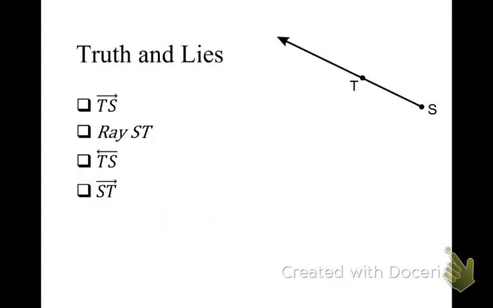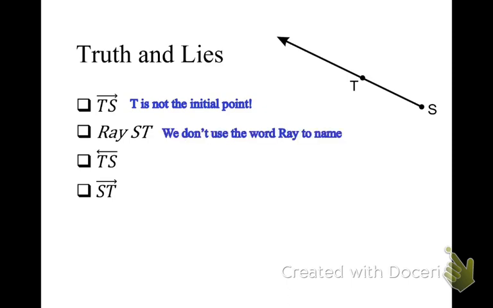So now we're just going to pick which ones are good and which ones aren't. TS, do we like it? No. Why not? S is your starting point, but in this notation, T is the starting point. Okay? Ray ST. Did we use the word ray to name a ray? No. So that one's not possible. TS. Yeah, no. My arrow's pointing to the left, so it automatically is a no. ST. That one's good. Perfect.